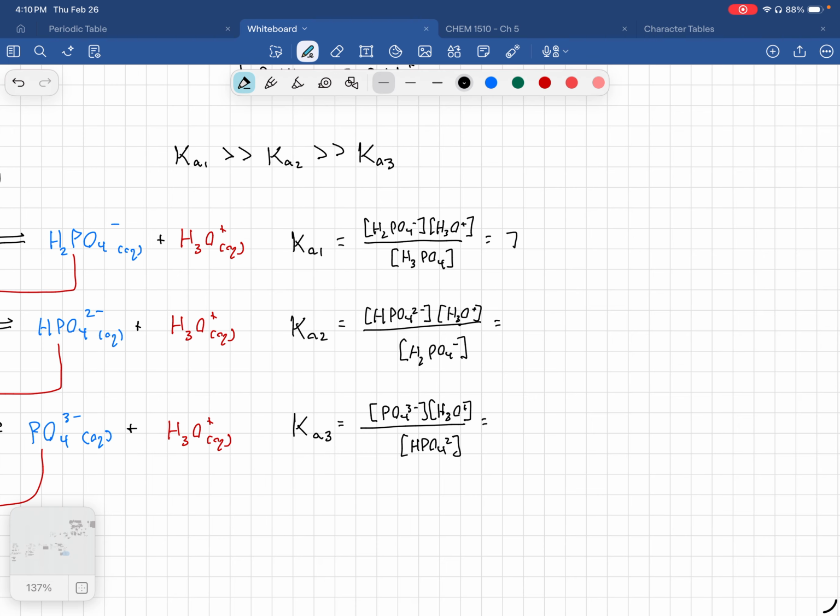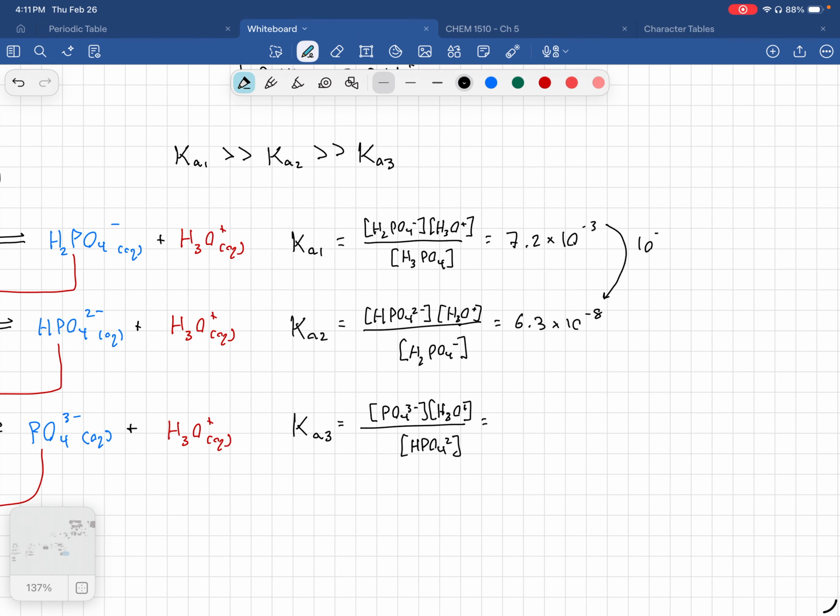So for Ka1, the first ionizable proton, 7.2 times 10 to the negative third. Not too far from 1. We're going to see there are many acids that are much weaker, 10 to the negative fifth, 10 to the negative eighth. So not super weak, but still a weak acid. Our next one, though, 6.3 times 10 to the negative eighth. I want to point that out here.